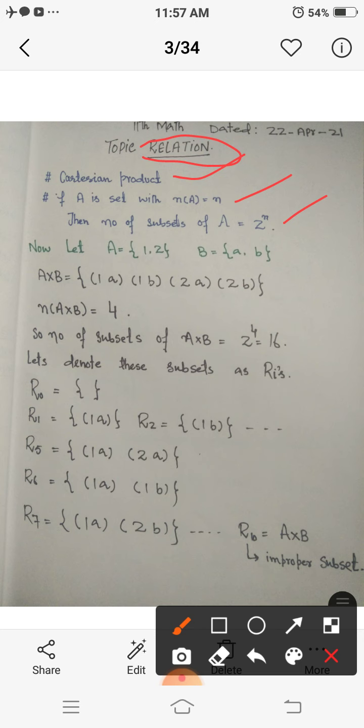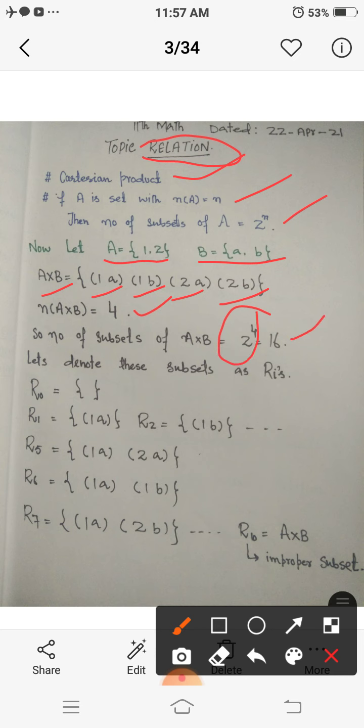Now let me consider two different sets, set A equals {1, 2} and set B equals {a, b}. Then by the definition of Cartesian product, you know that A cross B equals {(1,a), (1,b), (2,a), (2,b)}. So this Cartesian product A cross B has 4 elements, that is n(A cross B) is 4. So the number of subsets of this set A cross B is 2 to the power 4. By the above concept, it is simply 16.